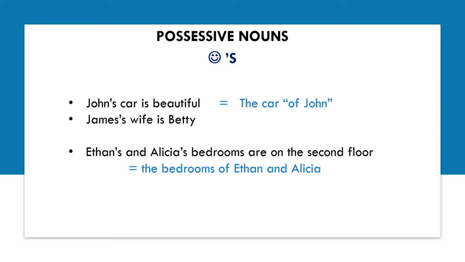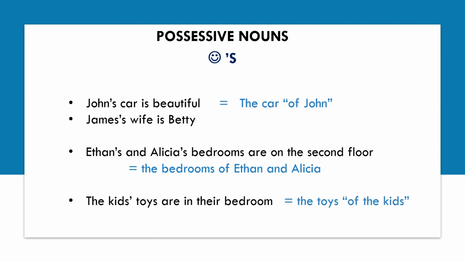If the noun is plural ending in s, then we only write the apostrophe. We don't repeat the s. For example, the kids' toys are in their bathroom. This means the toys of the kids. We refer to the toys of the kids. But the kids is plural, so we only write the apostrophe. Another example, the girls' dresses are beautiful. Here we refer to two or more girls and their dresses.